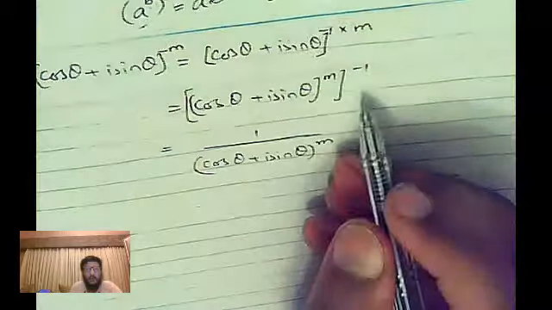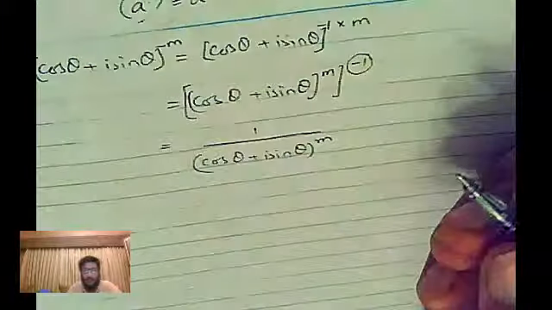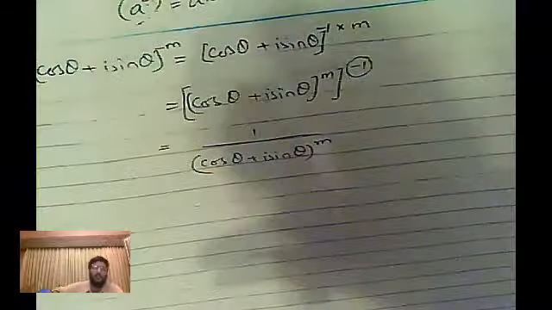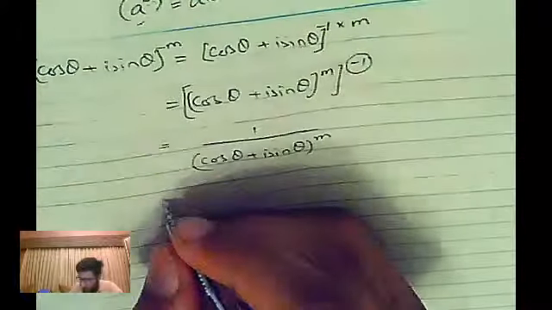How did I do that? What happens when anything has a negative exponent? That thing goes to the denominator, or when it's in the denominator, it goes to the numerator. It's the basic rule of indices.